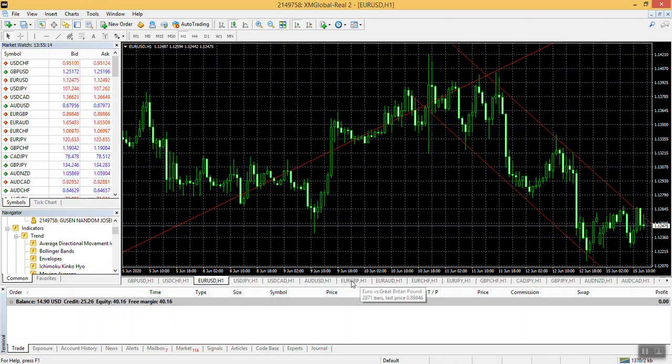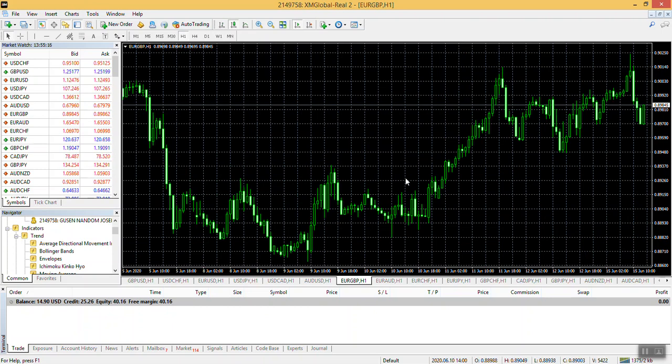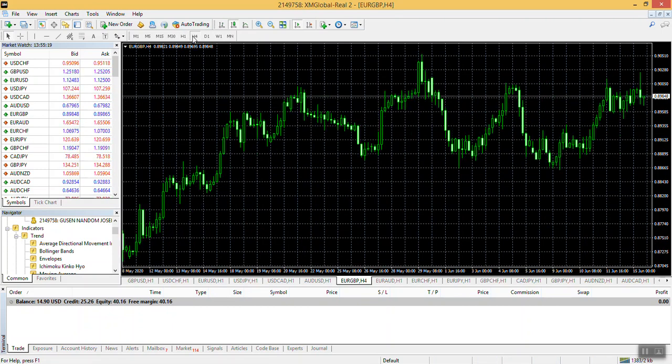The next is the Euro GBP. Now, is there any pattern here? You see, this gave us a bearish pattern. Can you see? But you see this euro, no pattern. But I noticed a pattern here. Can you see?